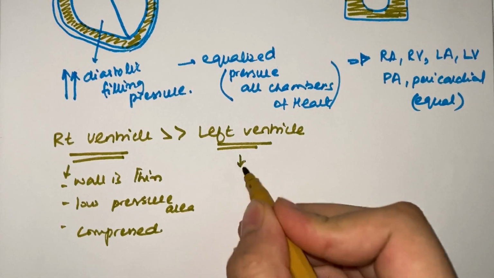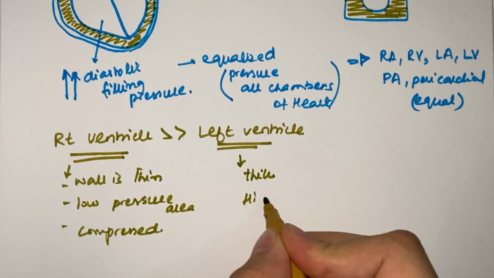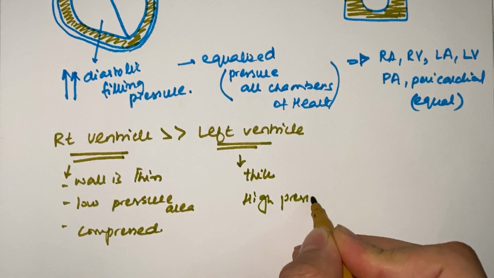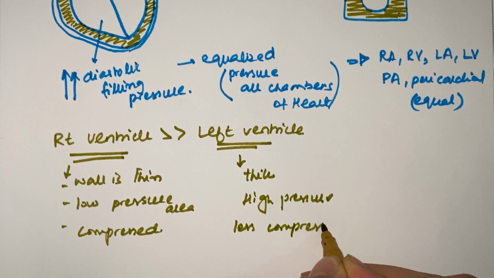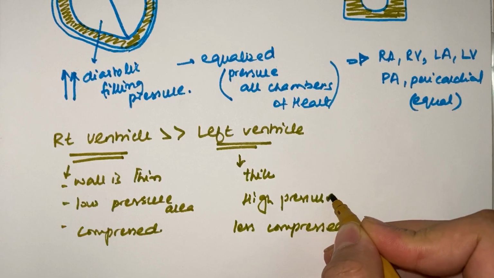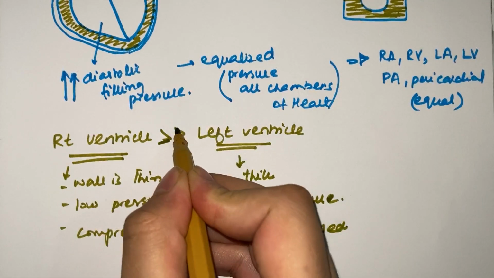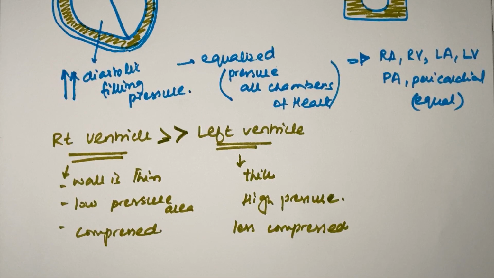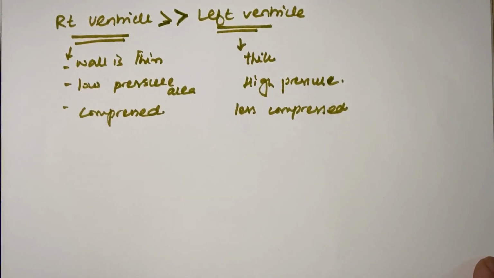And in contrary, the left ventricle, as we know, its wall is thick, plus it is a high pressure area, so it is less compressed by the fluid in the pericardial cavity. Fine. So I think now this point is clear: why the right ventricle is more affected in cardiac tamponade as compared to the left ventricle. Good. If you still have any question, you can ask me in the comment section.